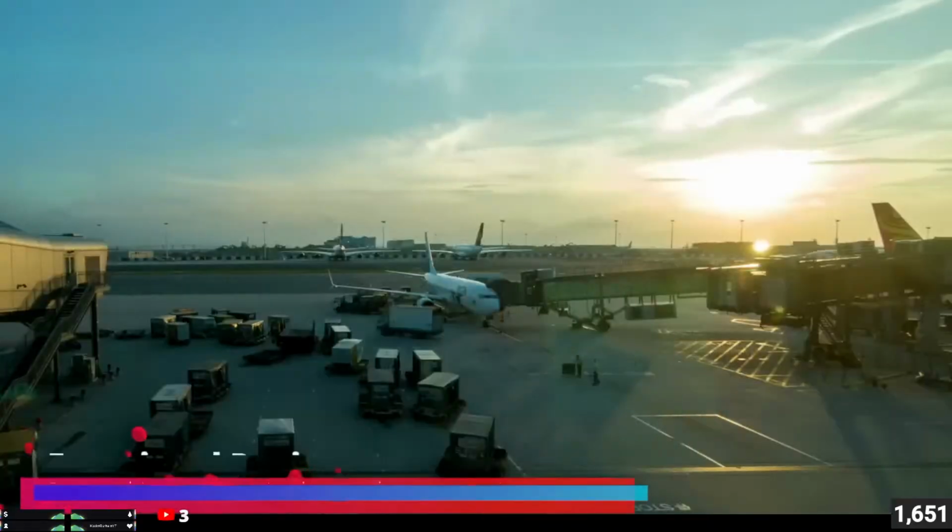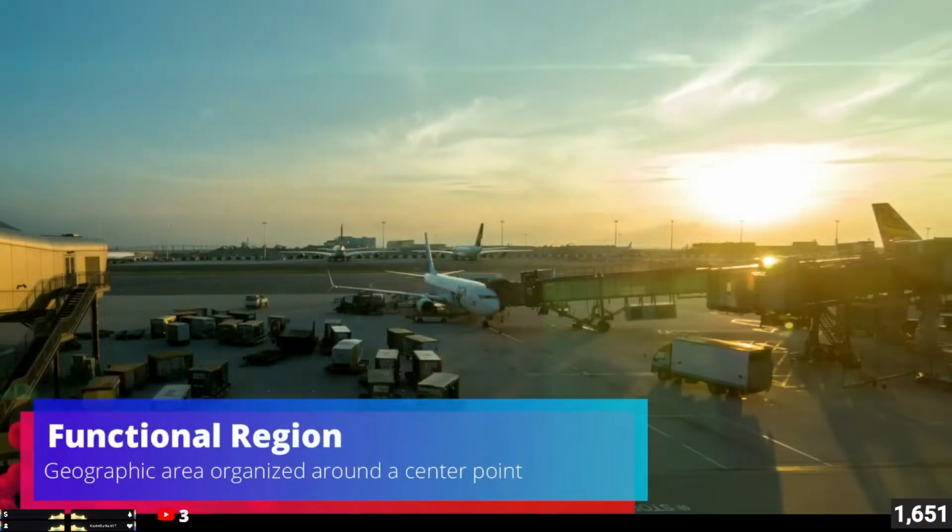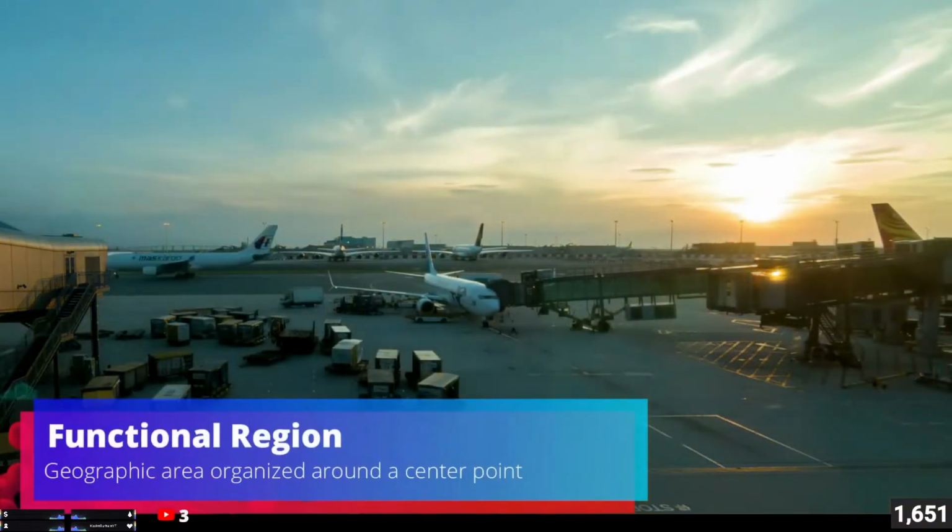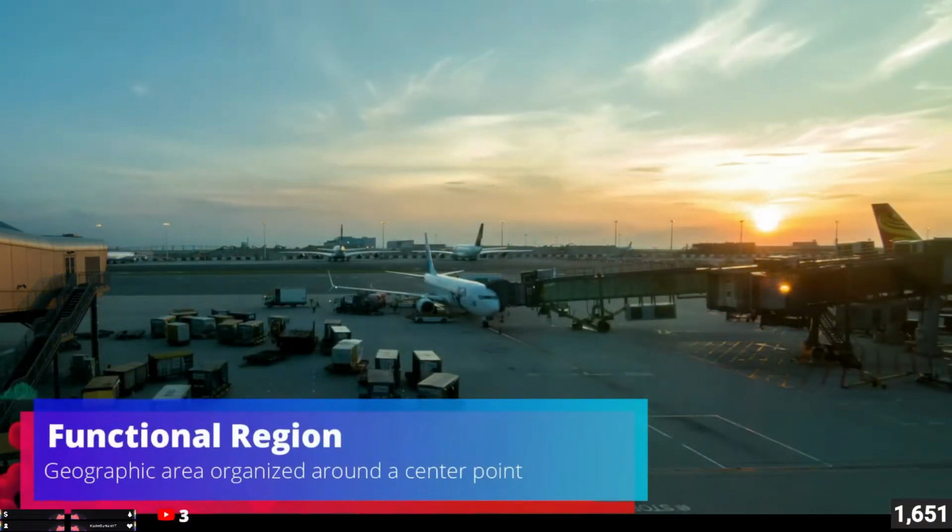All right, we have one more thing for unit 1, and that's the different types of regions. You'll want to make sure you have a good understanding of these different types. We have functional or nodal regions, which are geographic areas that are organized around a node. They have a center point, oftentimes based around different economic activities, travel, or communication. Think of an airport or a pizza store and the range in which they'll deliver to.